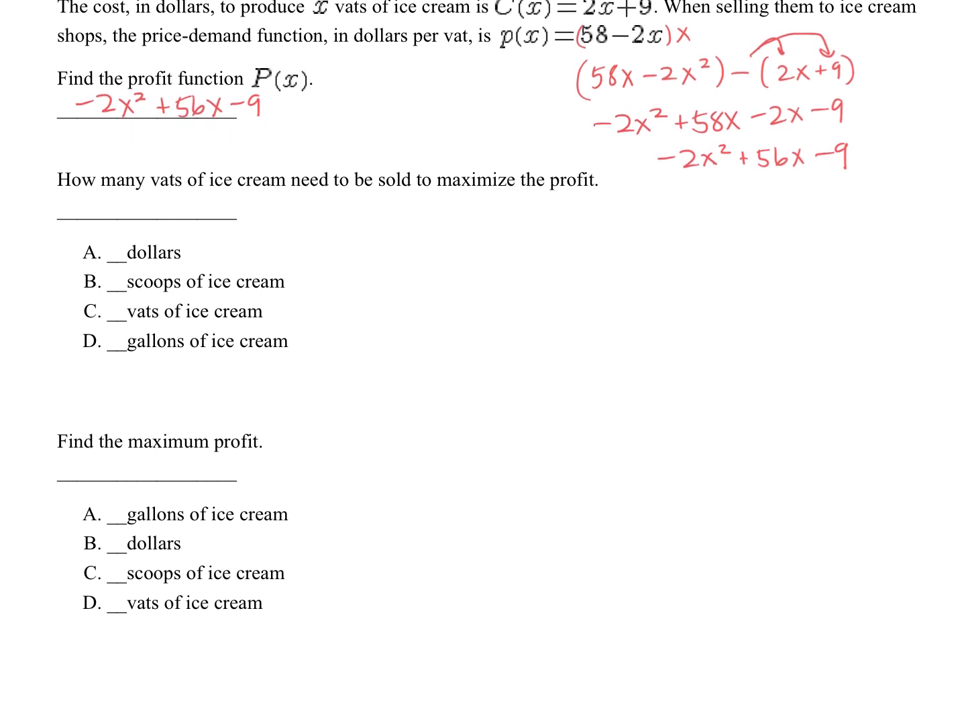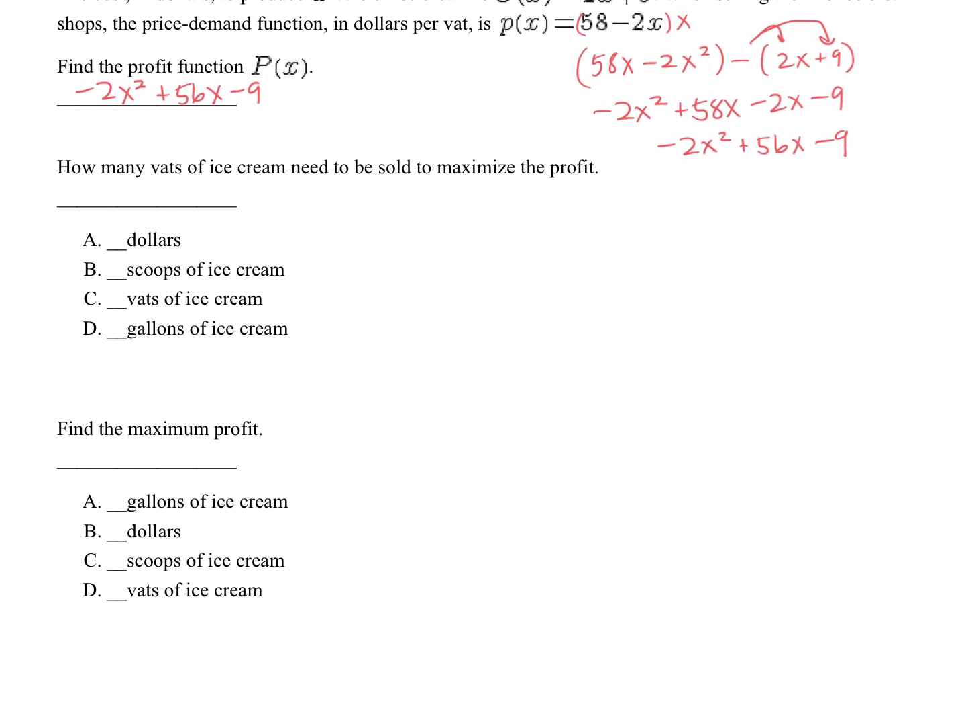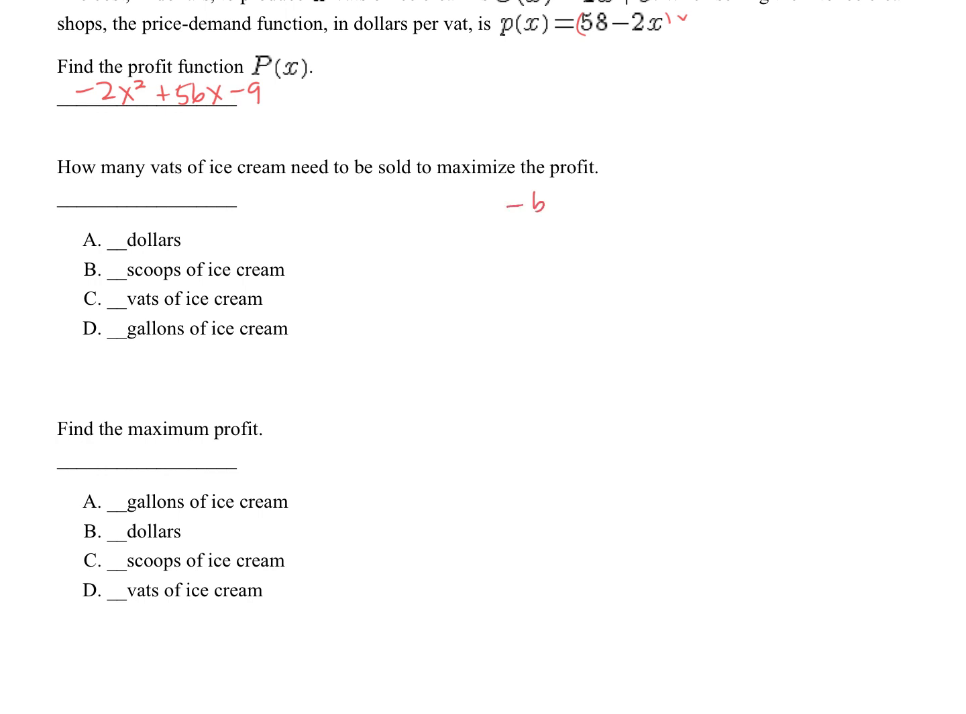So we want to maximize that. Remember, maximize means we're finding the vertex. So to find the vertex, you do negative b over 2a. So that's going to be negative 56 over 2 times negative 2. So let's see, calculator, 56 divided by 4 is 14. Okay, so that is your x value of the vertex.